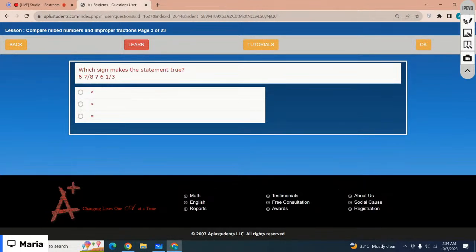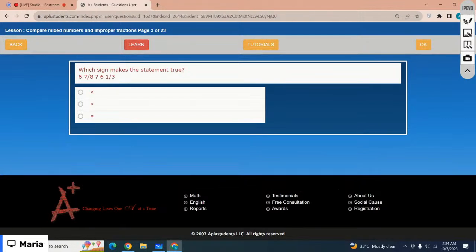Okay, which sign makes the statement true? 6 whole 7 over 8 and 6 whole 1 over 3. Let me just tell you one trick. Like 7 over 8. 7 over 8 means the figure has 8 portions and 7 of them are colored. That means most of the part is colored, right?